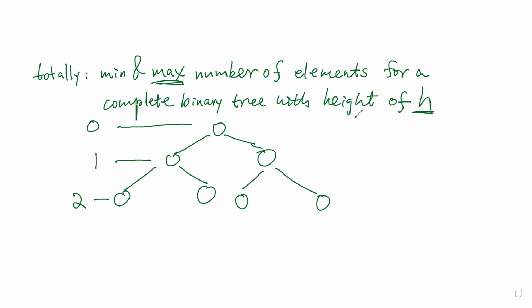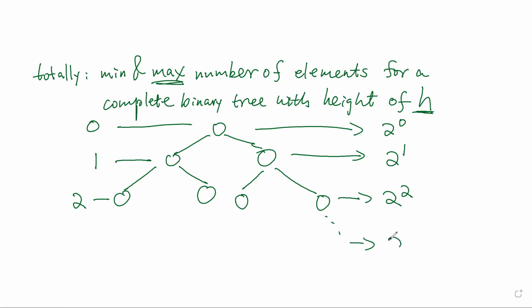Maximum now is this case. It's the complete one, where every leaf node is also filled. And then let's see how many nodes you have here. Total is regarding the tree. How many? You have 2 to the 0. How many nodes you have here? It's 2 to the 1, you have 2. How many you have here? It's 2 to the 2. So if you have height h, what is that going to be? That's going to be 2 to the h.